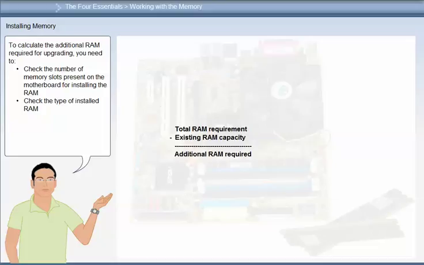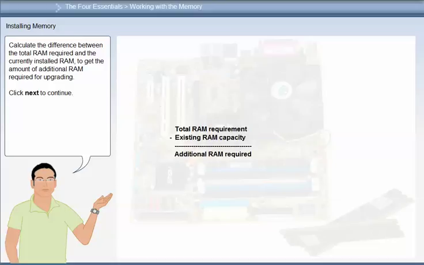To calculate the additional RAM required for upgrading, you need to first check the number of memory slots present on the motherboard for installing the RAM. Then, check the type of installed RAM. Calculate the difference between the total RAM required and the currently installed RAM to get the amount of additional RAM required for upgrading.